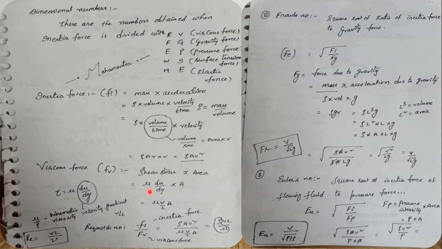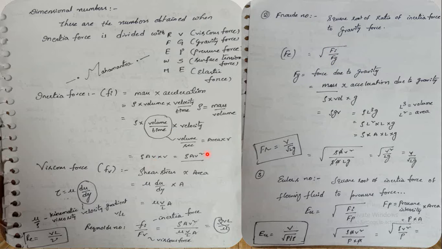And now going to the viscous force. Viscous force is the product of shear stress into area. Shear stress tau equals mu du by dy, and we can write du by dy as V by L, so the viscous force is mu V by L into A. So the Reynolds number is Fi by Fv. We get cancellations and finally rho V L by mu, and we know mu by rho is the kinematic viscosity, as mu is the dynamic viscosity. Dynamic viscosity by density is the kinematic viscosity. So we can write the Reynolds number as V L by nu.